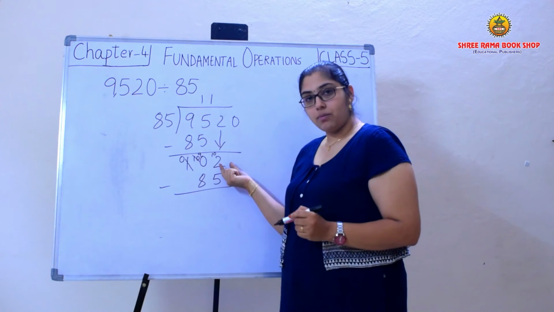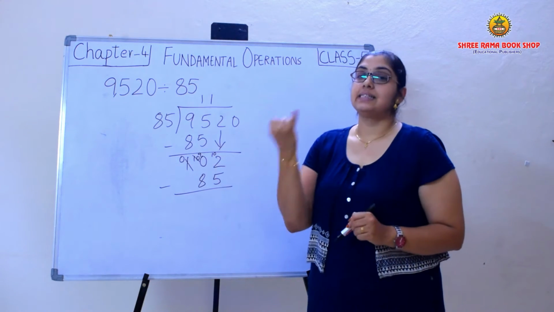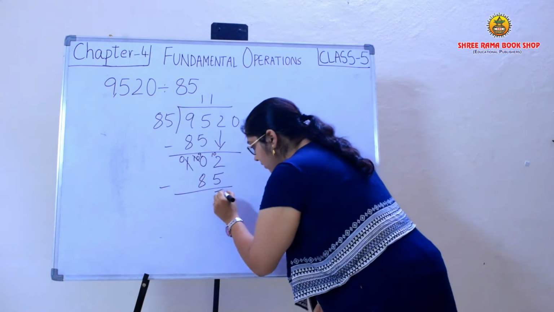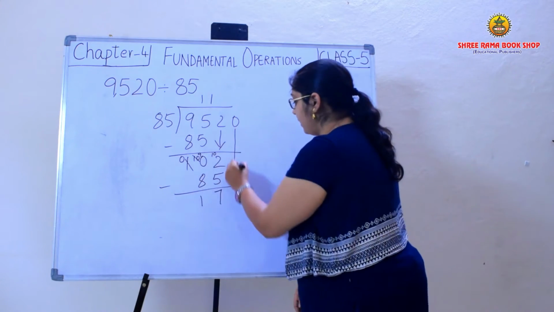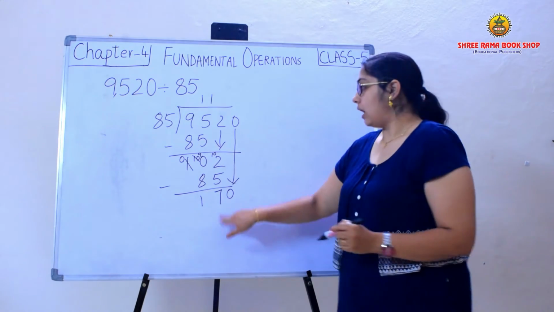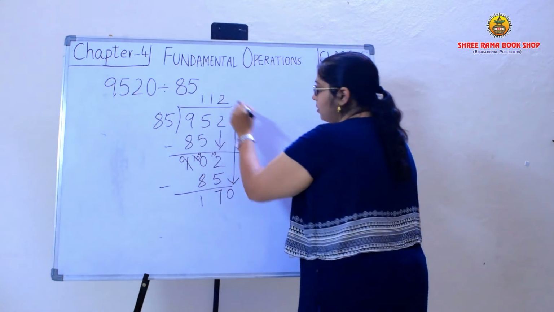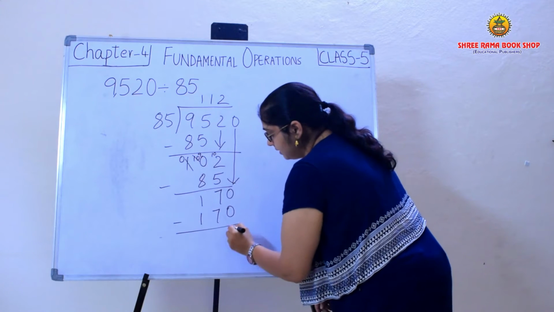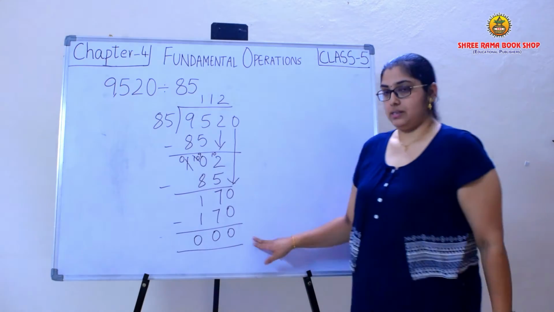So 10 plus 2 is how much? 12 minus 5. How much is it, children? After 5, 6, 7, 8, 9, 10, 11, 12. So it is 7. Now 9 minus 8 is how much? 1. So I am getting the 0 over here, it will become now 170. So I need to see how many times I will be getting 170. So 85 2 times is how much, children? It is 170 exactly. So 0 minus 0, 7 minus 7 is 0, 1 minus 1 is 0. So this is the remainder.